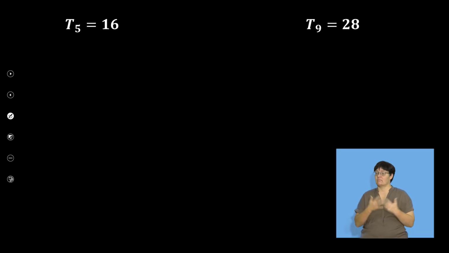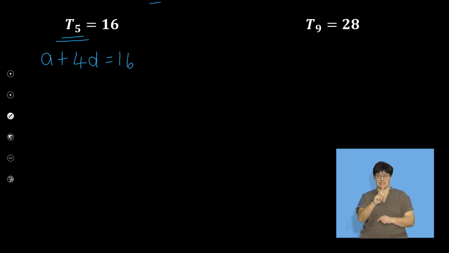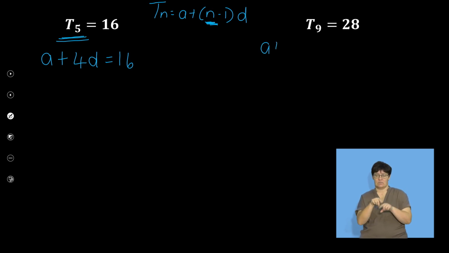So we've been told that T5 is 16 and that the 9th term is 28. I'm going to replace T5 with A plus 4D. This stems from my general form of an arithmetic sequence, where I know that it is always A plus the term number minus 1 D. So I've replaced term 5 with A plus 4D, and I'm going to replace T9 with A plus 8D.